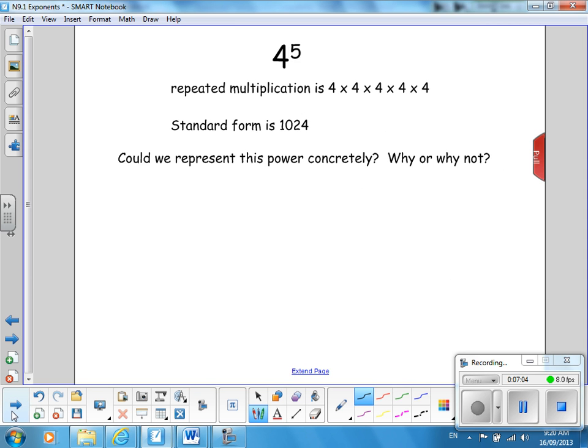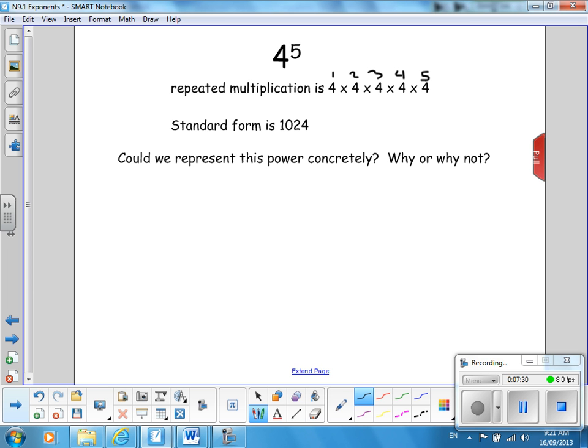4 to the exponent 5. What does that mean? Well, in repeated multiplication, it means it's 4 times 4 times 4 times 4 times 4. It is repeated 5 times. Whatever your exponent is tells you how many times we repeat the base. When we multiply that all out together, we get 1024.